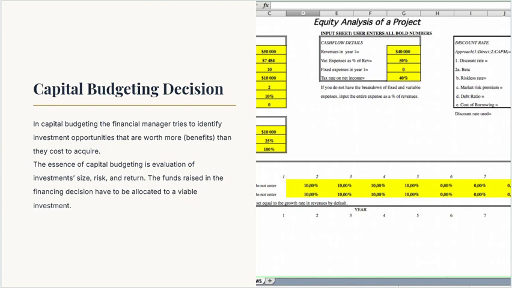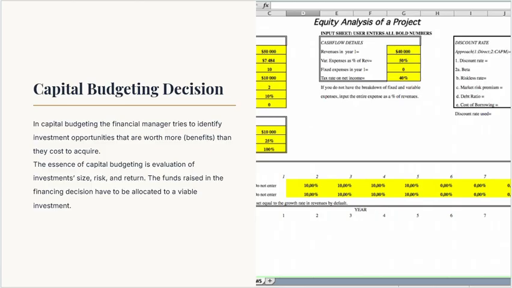And the whole essence of capital budgeting is evaluation of investments in terms of variables like size, risk, and return associated with those investments. This is, of course, to ensure that the funds we raised are being committed into the most viable investment opportunities to give sufficient return to those who provide the funds to the business.